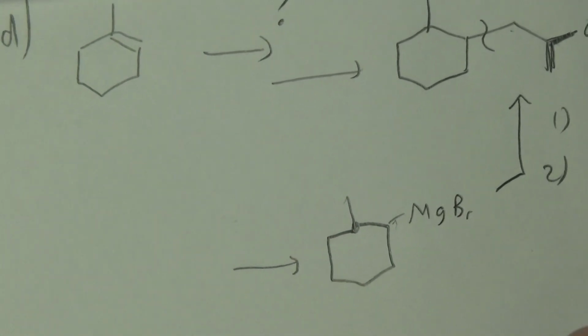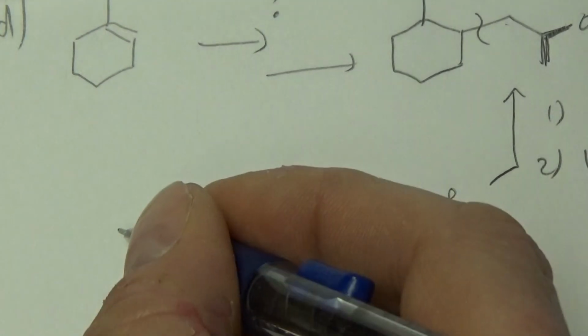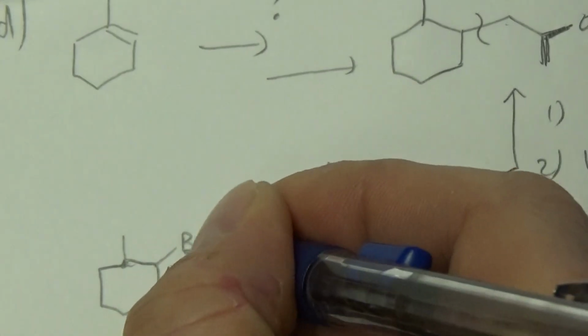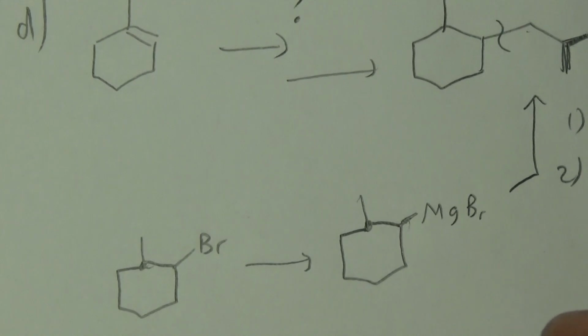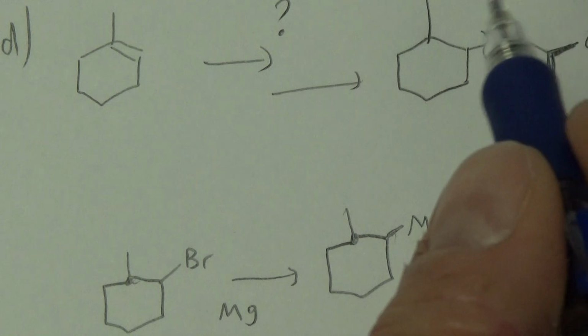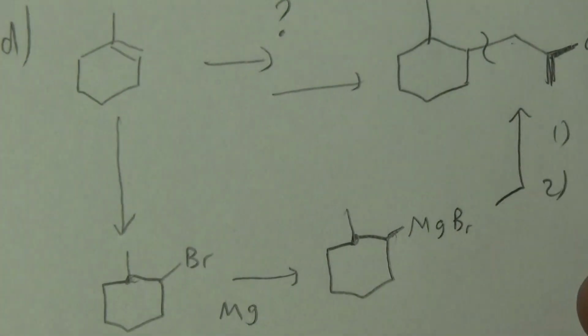So how do you make a Grignard? You start from the Br. And what do we add? Magnesium. Okay. Now we're almost there. We just have to dig into our chapter 12 knowledge now.